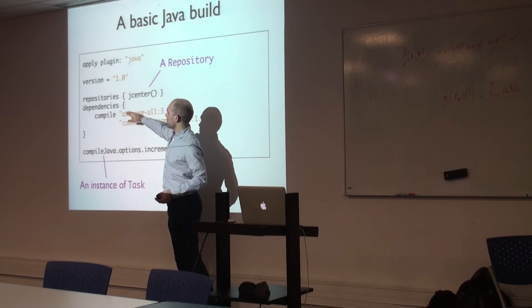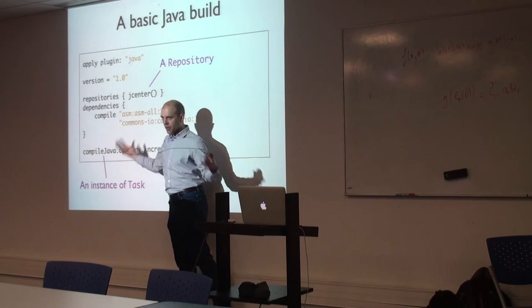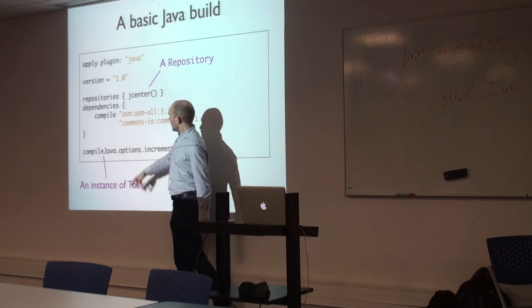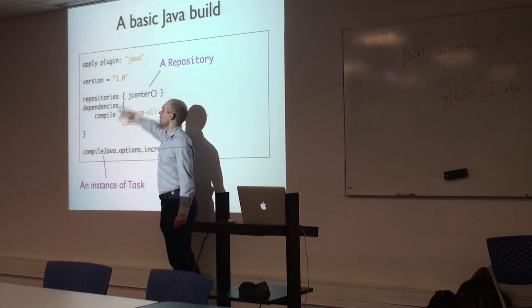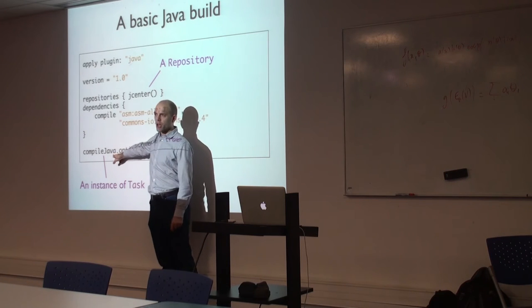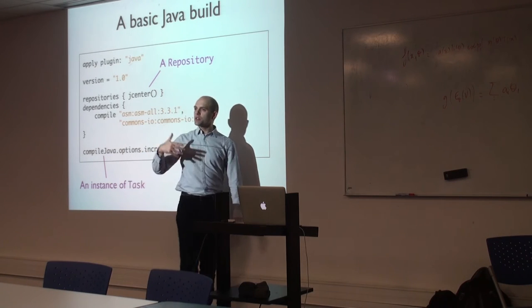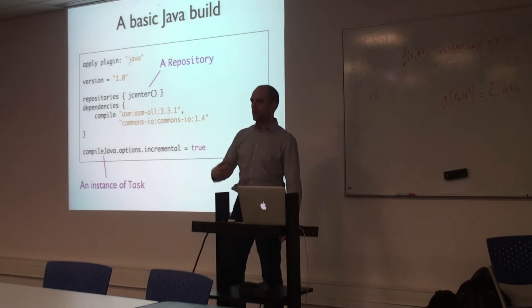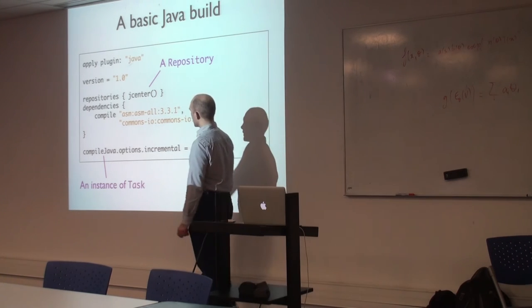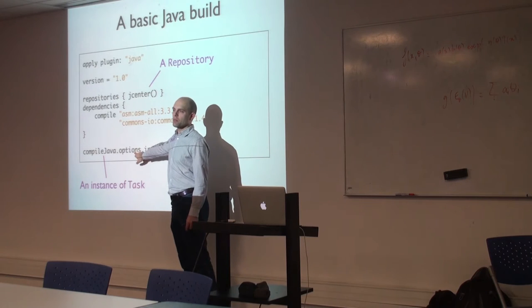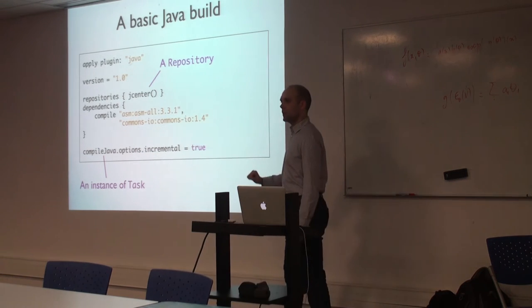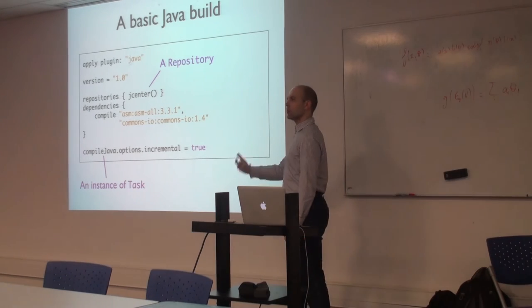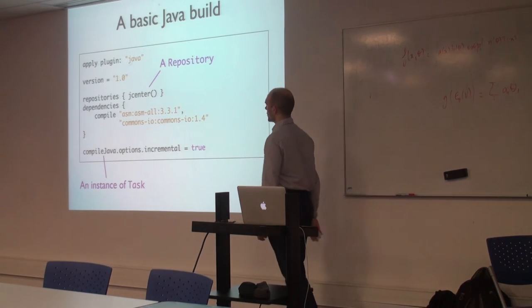The dependencies create dependency objects. I can refer to tasks by name. So the Java plugin creates a compiled Java task, and we can treat it as a variable. It's an object, so I can access the properties and the methods of that object within my build file. Okay? So that's what I mean by it being an API and programming against it.